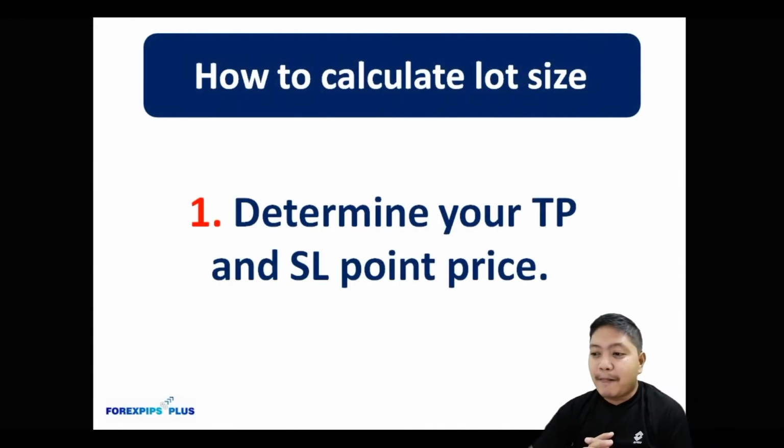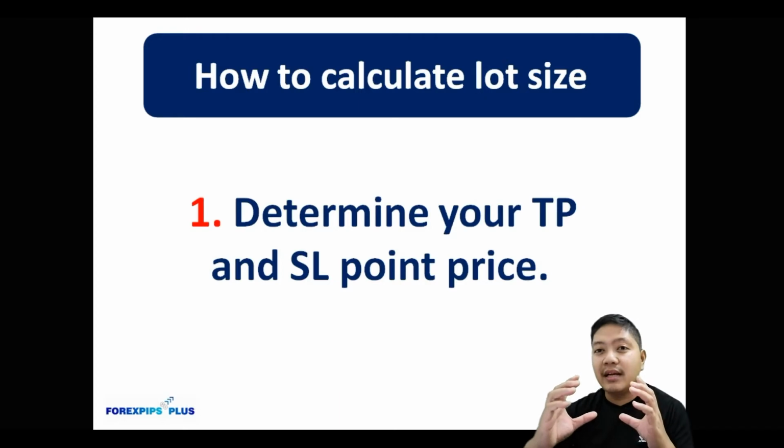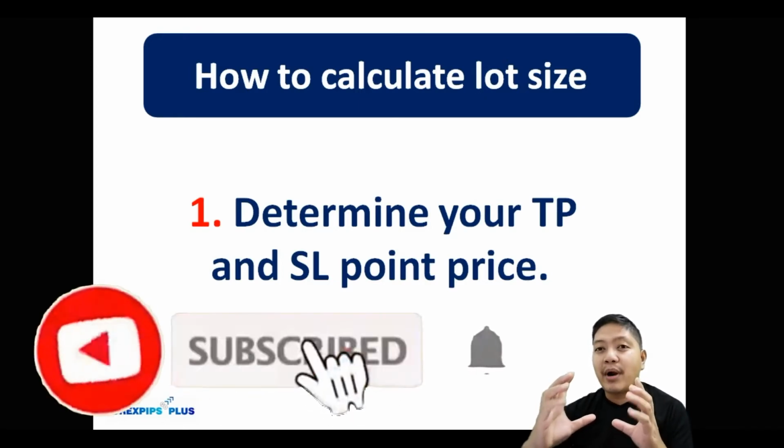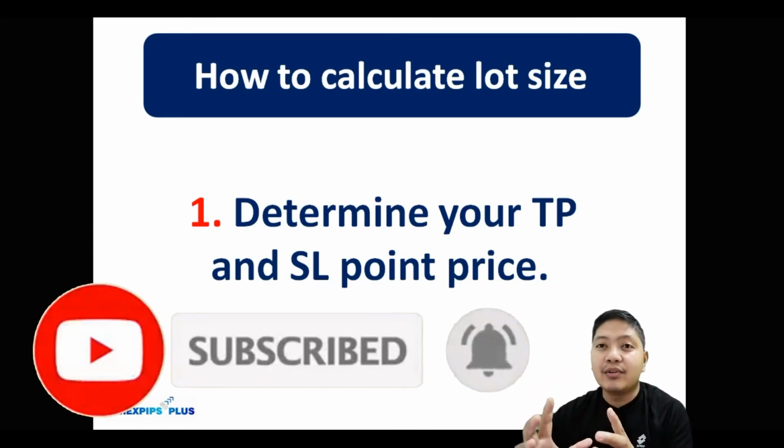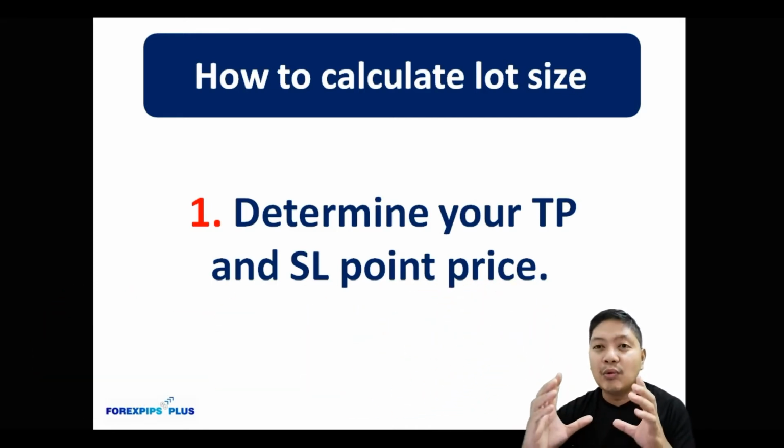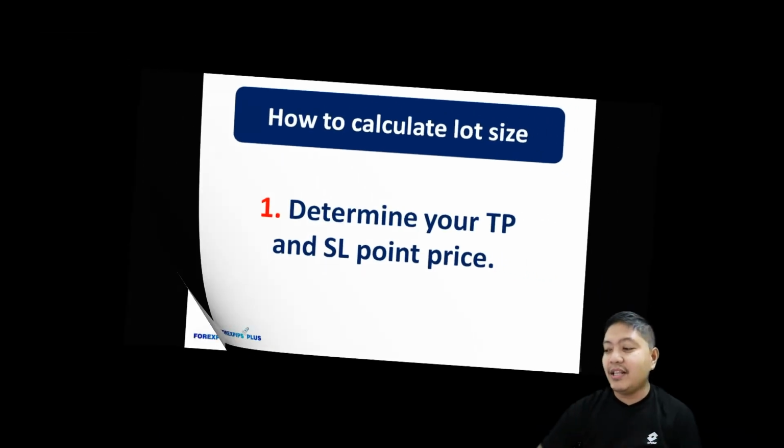Number one is determine your TP and your SL point price. Make sure that you know where your TP and your SL point price are first before you identify how much lot size you're going to use on your trading. Because you will identify the pricing and how much money you're going to earn and lose on that particular trade, right?